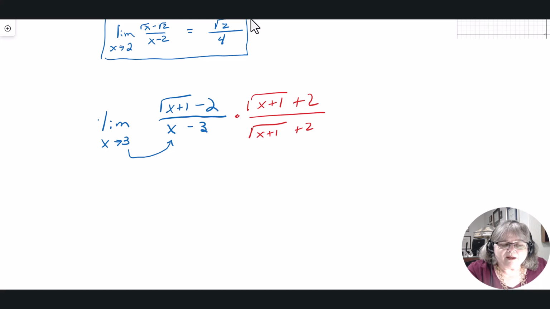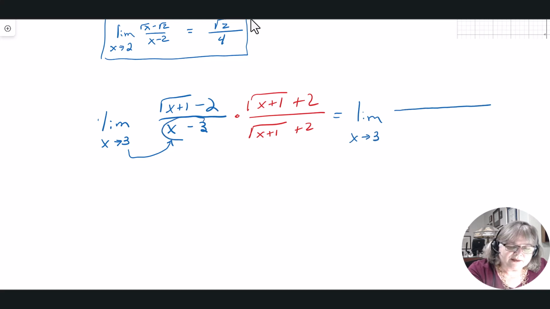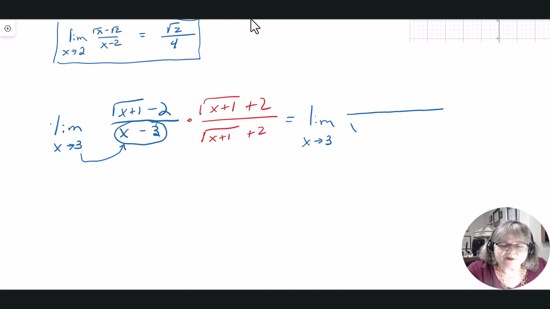Okay. And then we're going to clean this up and see what happens. Just remember that it's this x minus 3 that gave us 0 in the denominator. Let's not multiply it out using the FOIL method because I'm hoping I can cancel it out. So let's not do unnecessary work that we have to undo.